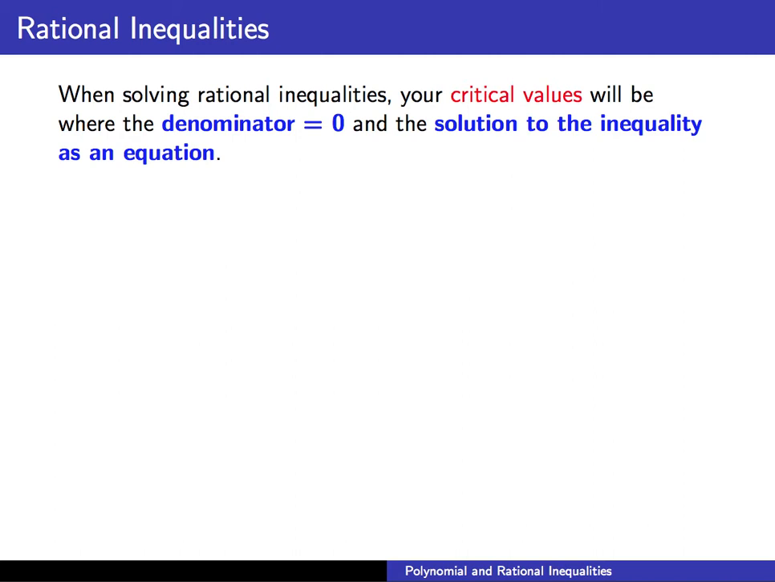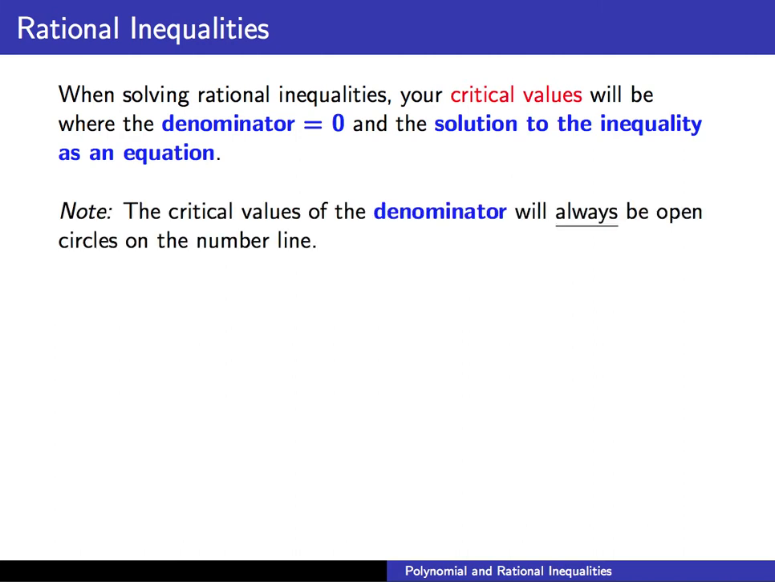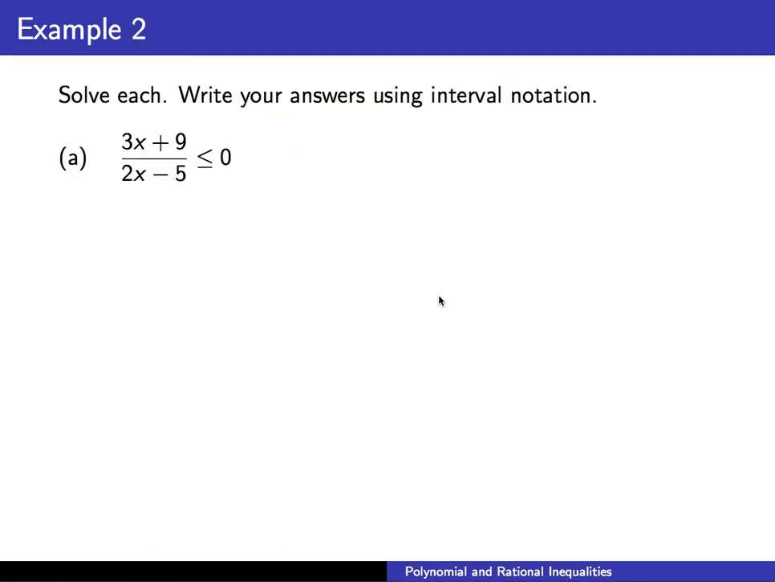So regardless of anything else, the critical values of the denominator, because we don't want the denominator to ever actually equal 0, on our number line, those critical values are always going to be open circles. So no ifs, ands, or buts. The values that cause the denominator to equal 0 are always open circles on our number line.